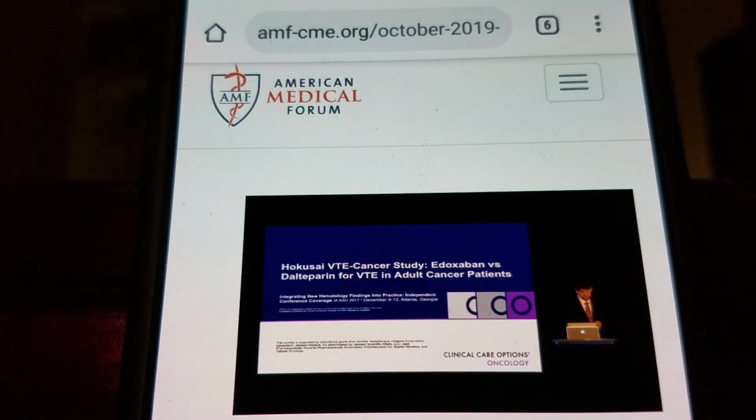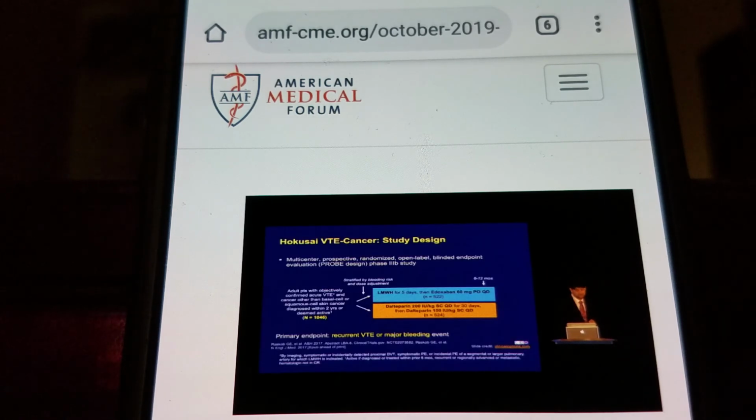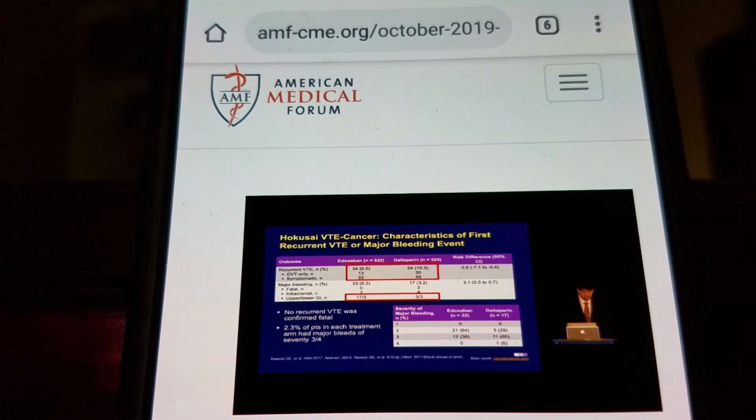This is the Hokusai VTE cancer study, edoxaban versus dalteparin for adult cancer patients. Randomized trial, low molecular weight heparin followed by edoxaban. Remember, for edoxaban, you have to do a few days of bridging therapy versus dalteparin from the get-go. And this is what the results look like. The primary endpoint was recurrent VTE plus major bleeding. And you can see that actually edoxaban seemed to do a little bit better than dalteparin when it comes to prevention of VTE, but there were also more bleeds, especially more upper GI bleeds in the edoxaban arm.